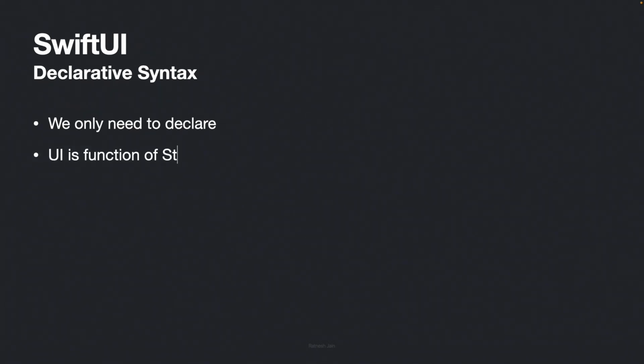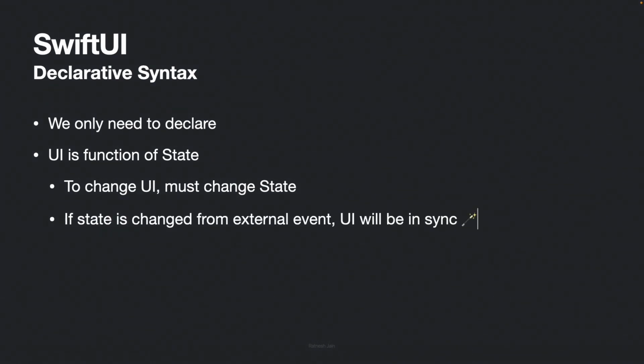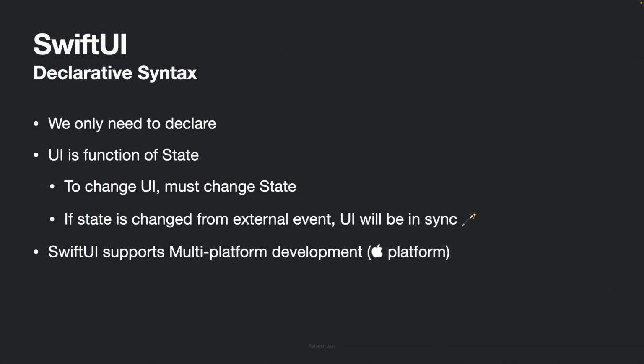While SwiftUI is called declarative syntax. We just need to declare, and the system will render itself for all platforms. So we only need to declare it. The UI is a function of state, which means whenever we want to change the UI, we need to change the state, and if the state is changed from an external event, the UI will be in sync. And SwiftUI supports multi-platform development for all Apple platforms by default. So if you code for iOS, it will work for macOS as well.